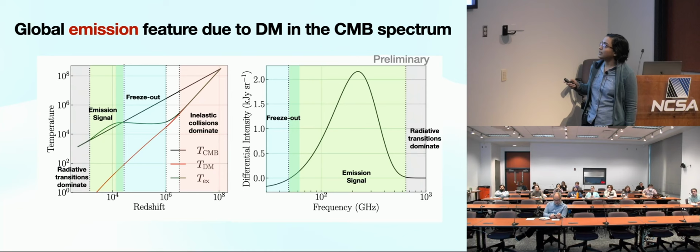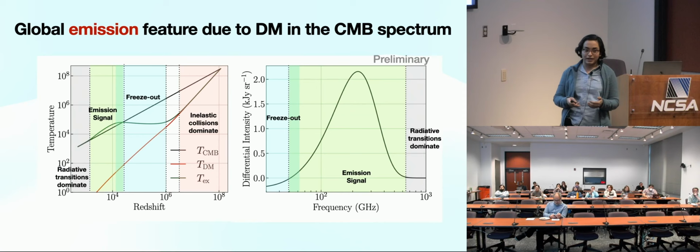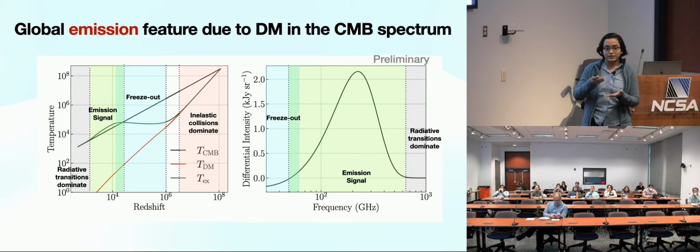They bring excitation temperature in equilibrium with dark matter temperature. But if the rates for both the collisions as well as the radiative transitions go below the Hubble expansion rate, then these two processes can no longer influence the two states of dark matter or the excitation temperature. So here is this intermediate region where there is a freeze out and the excitation temperature remains constant. And if this goes above the CMB temperature, then basically the two states of dark matter can start emitting photons. And this will imprint an emission signal, something like this.